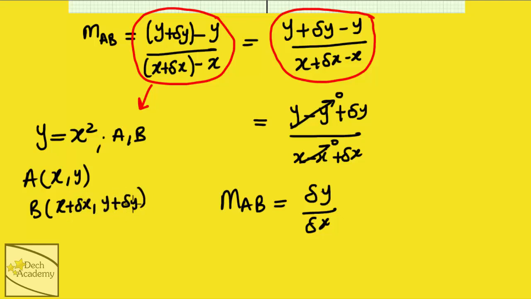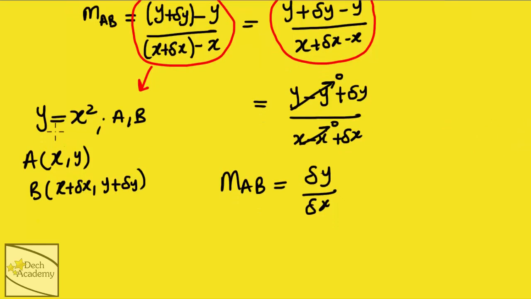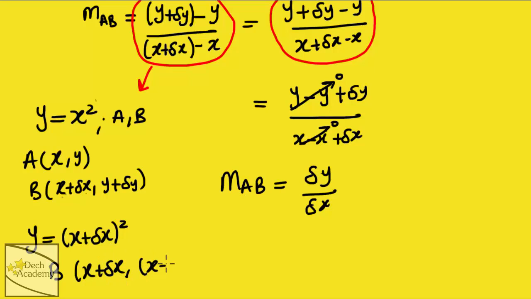Now, instead of writing y plus delta y, I can do something. Because all points that lie on this curve satisfy the equation of the curve, if I just focus on point B, the x coordinate of point B is x plus delta x. That means the y coordinate of point B, because it satisfies this equation, is equal to x squared. So the x coordinate all squared. So point B has the following coordinates: x plus delta x for the x coordinate, and x plus delta x all squared for the y coordinate.